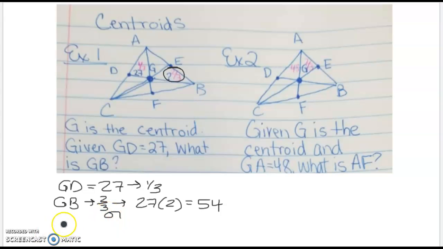Or I know that 3 of the 27s, since it's 1/3, is equal to 81. That would be the entire length of the segment BD. Then I could take 81 and I can subtract the 27, and that still gives me 54 for GB, because I would be taking the whole length and subtracting this piece to get the missing piece.